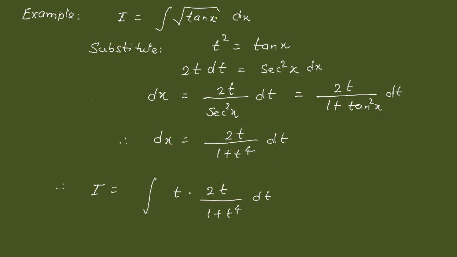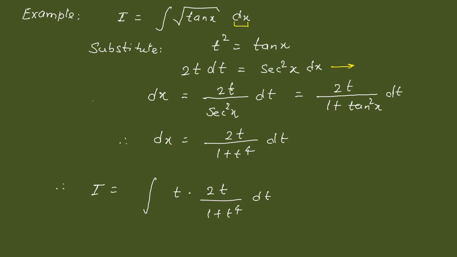So suppose I have square root of tan x dx. So for that the substitution should be t square, and we are not substituting t because we want to remove this square root. So t square should be substituted for tan x, and so the derivative will be 2t dt on the left hand side, and on the right hand side will be sec square x dx. And we also have to substitute dx, so we are now going to find the value of dx from here.